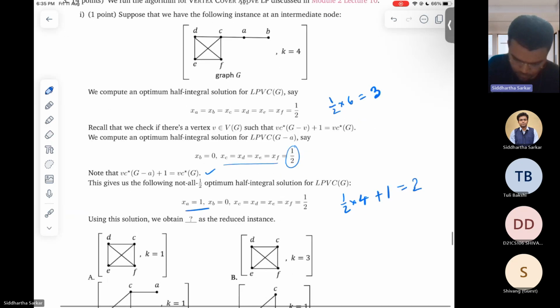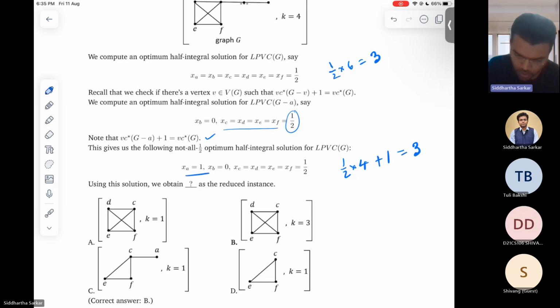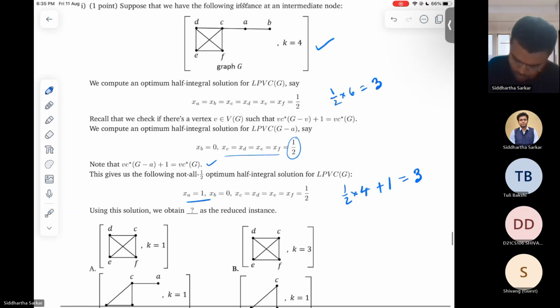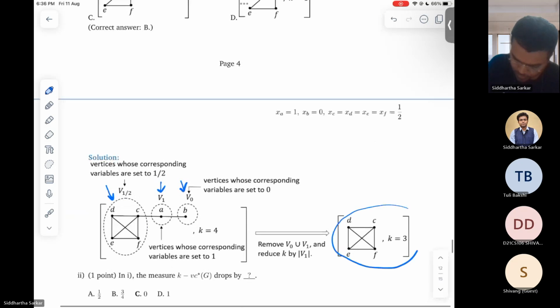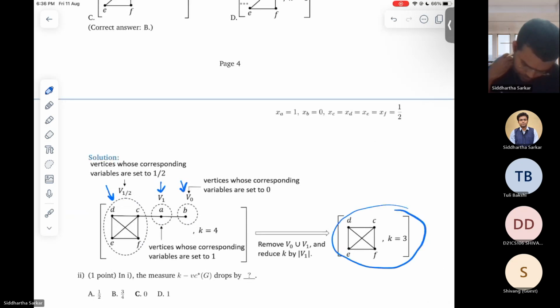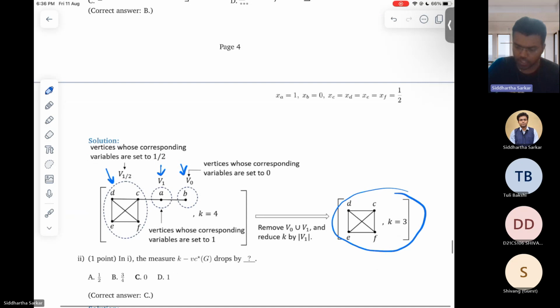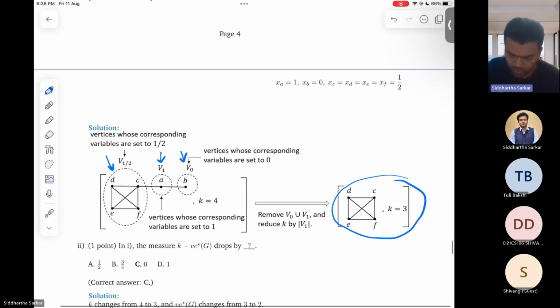This is also optimal, and the LP optimal value is 3, either way, in the original graph. But in the final graph that we have obtained, if we write the LP constraints and everything, then for 4 vertices, the optimal value will be 4 into half, that is 2.